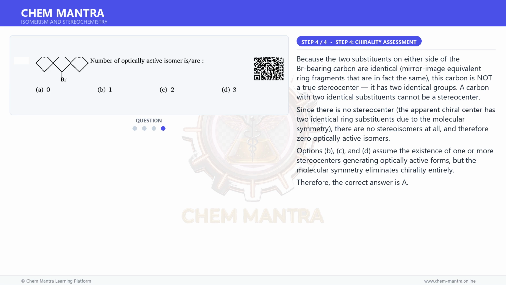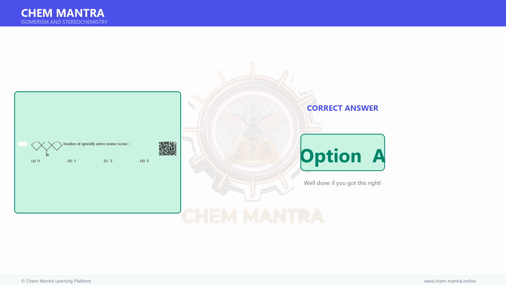Options B, C, and D assume the existence of 1 or more stereocenters generating optically active forms, but the molecular symmetry eliminates chirality entirely. Therefore, the correct answer is A. Therefore, the correct answer is option A.